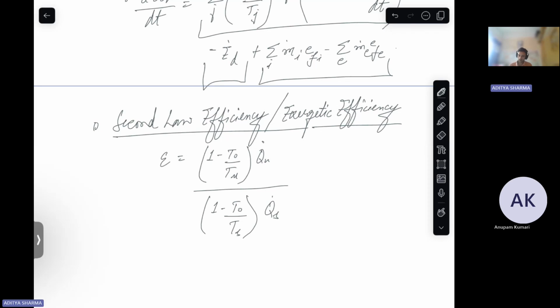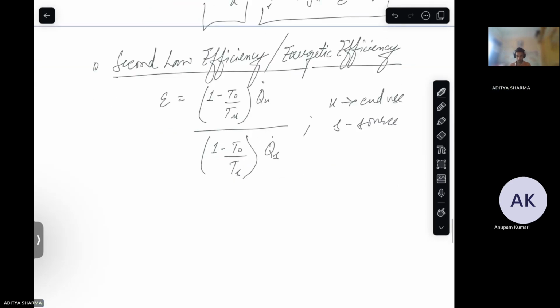Now U here is for the end use, and S is for your source. So T subscript U is the end use temperature and T subscript S is the source temperature. This way the exergetic efficiency of a system can be calculated using this formula.